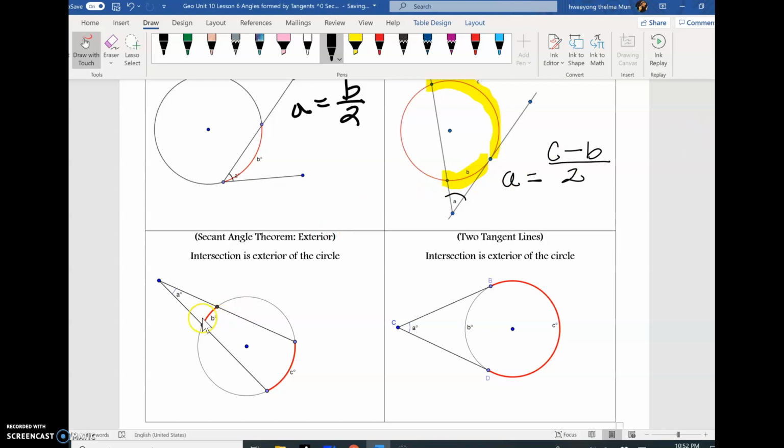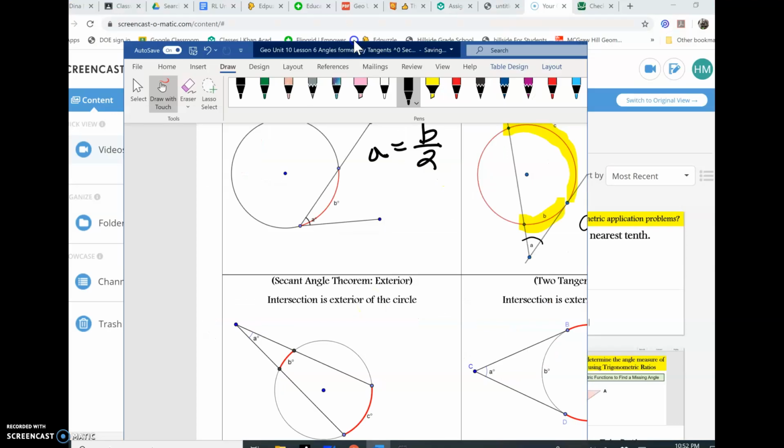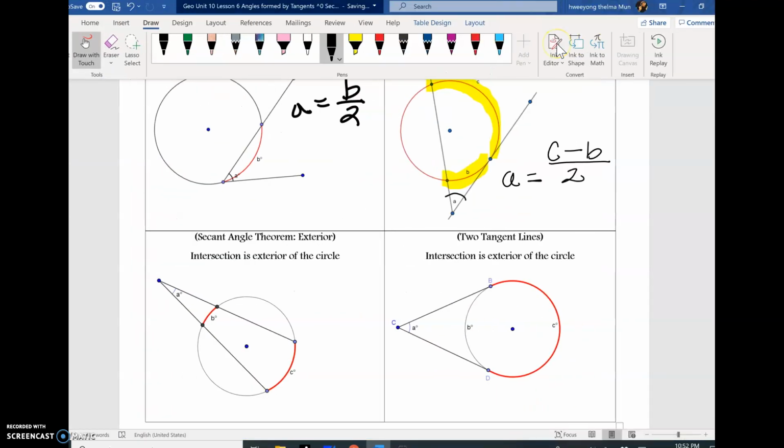The next one also forms outside the circle. And if you notice, it has 2 intercepted arcs, arc B and arc C. So you're going to take the difference of the 2 and divide by 2 to find A, just like the previous one. So A here is going to be arc C, the bigger arc, minus the smaller arc, divide by 2, and that's how you find the angle.